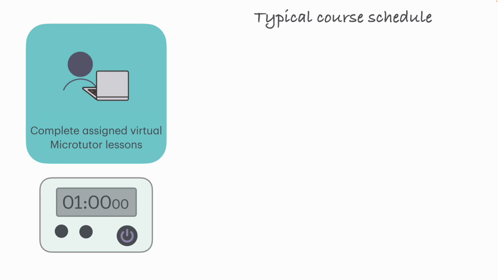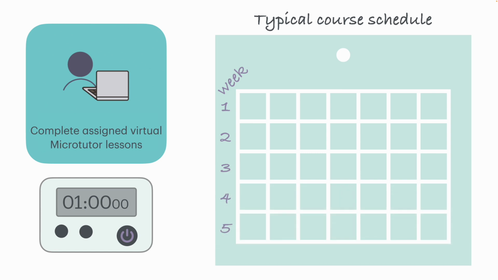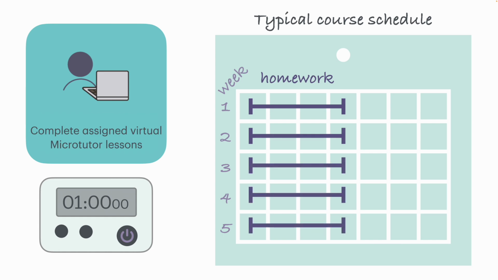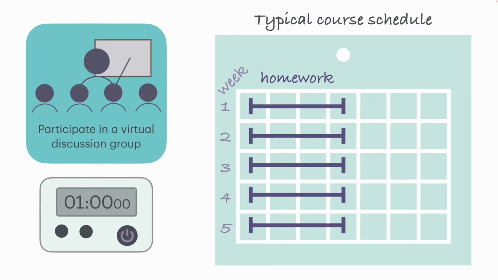A typical Microtutor course runs over several weeks. The number of weeks depends on the topic. You'll be assigned homework lessons to complete each week of the course. You'll need to complete the homework before the weekly 1-hour virtual group meeting, in which you and a group of about 10 fellow students participate in a discussion moderated by a Microtutor instructor.